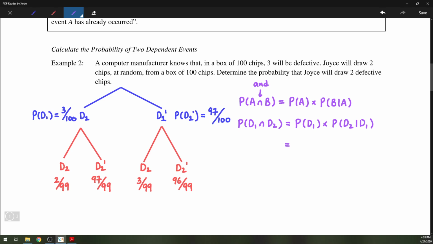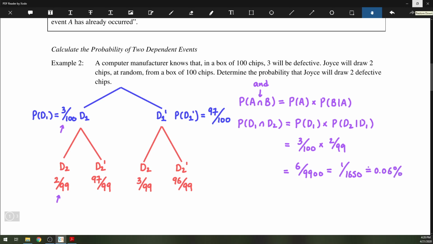And so in this case, we're looking at the probability 3 out of 100 and then 2 out of 99. So 3 over 100 multiplied by 2 over 99. And then we can multiply that out. That will be 6 over 9900, which could be reduced to 1 over 1650. And if you want to write it as a percentage, that will be 0.06%, approximately, after you round it.